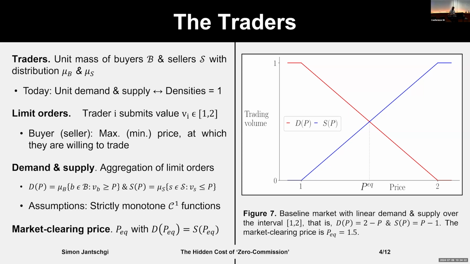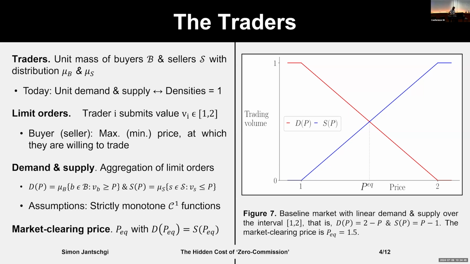For today's talk, the assumption is going to be that those are strictly monotone and differentiable functions. For the rest of the talk, I'm going to illustrate all of my findings for the simple model where you have a linear demand and supply function. Note that in classical financial markets, it's going to be finite, so the limit order book is going to be step functions, but we can approximate that in the limit and for a large order book.